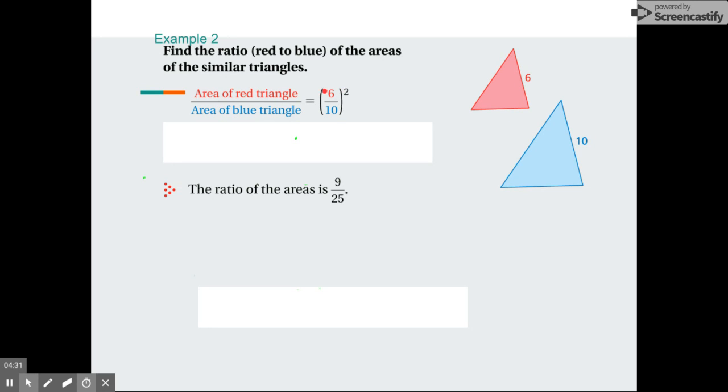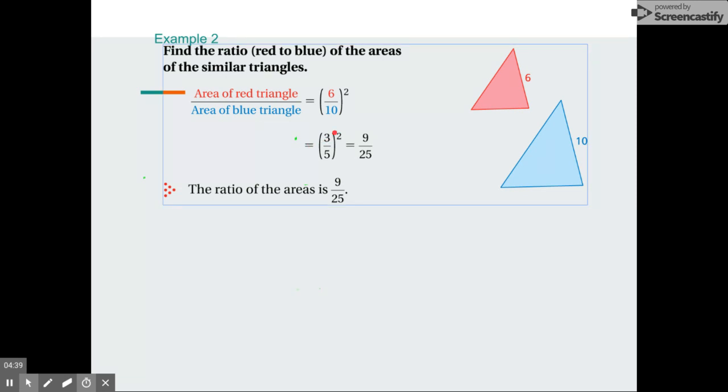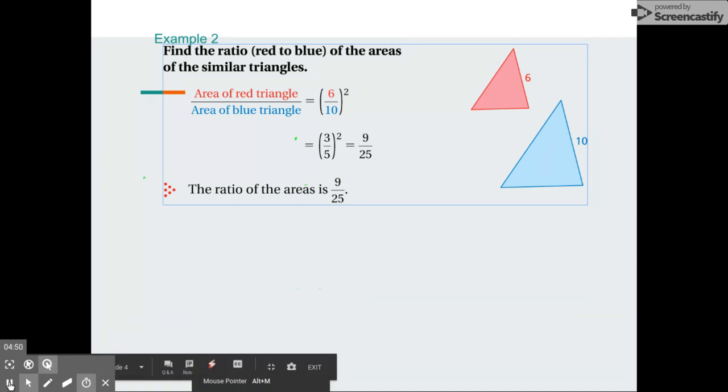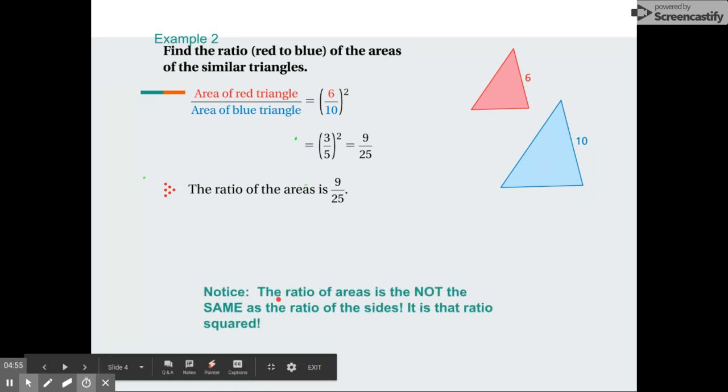When we square it, that just means multiplying 6 over 10 times 6 over 10. But first, they've decided to reduce it to 3 over 5. 3 over 5 squared is just going to be 3 times 3, 5 times 5, 9/25. So the ratio of the areas is 9/25. Notice the ratio of the areas is not the same as the ratio of the sides. It's the ratio of the sides squared.